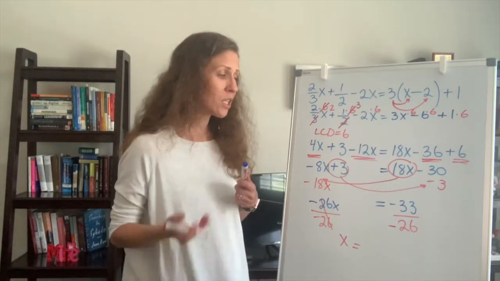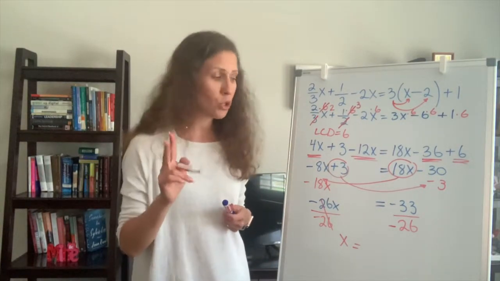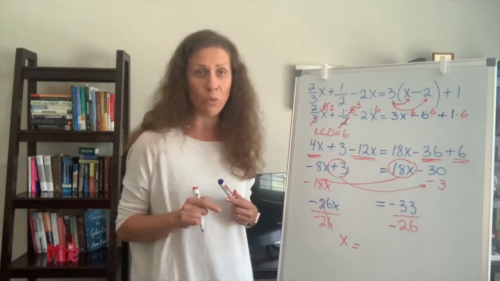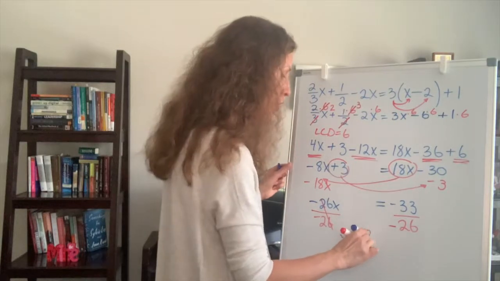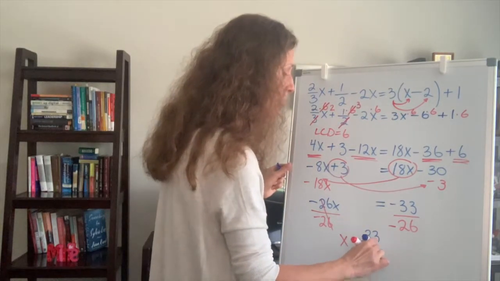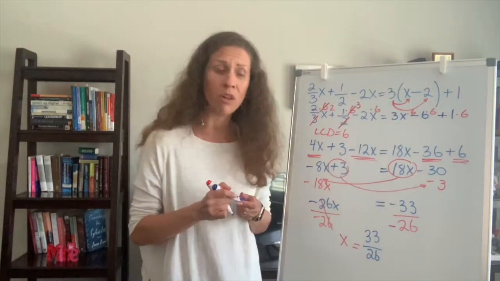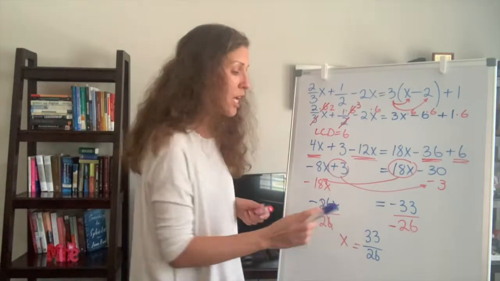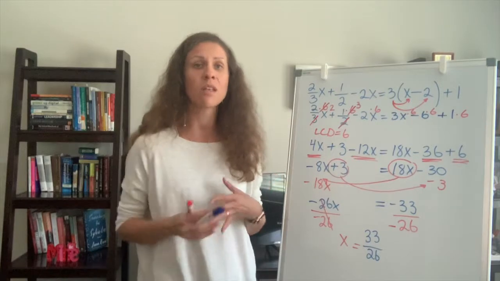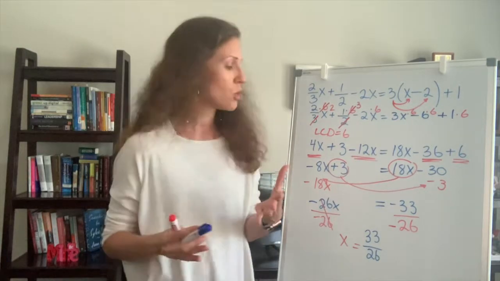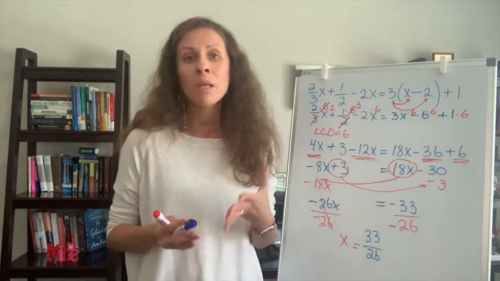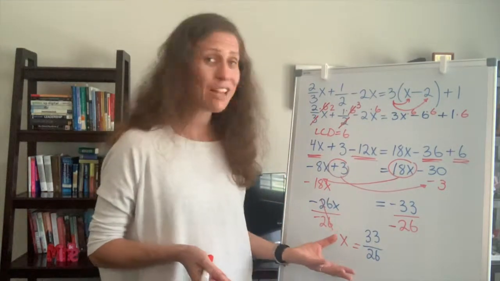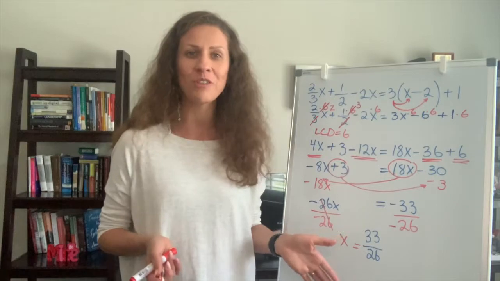Well, 26 doesn't go into 33. We do need to note that both numbers are negative. So the ending value will actually be positive 33 over 26. And you do want to see if it's reducible, if this fraction can be simplified. I don't think this one can be because 33 and 26 have nothing in common. There is no number that goes into 33 and 26. But if they did, we would definitely reduce the fraction. Other than that, we're done. This is it. We solved the linear equation.